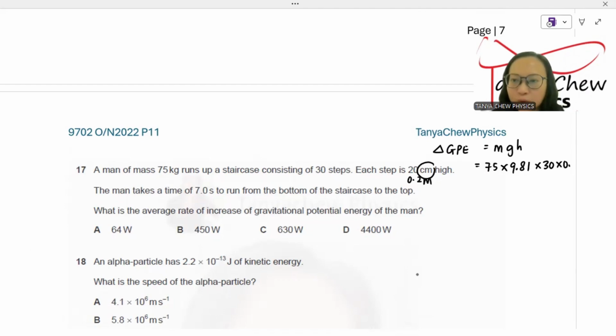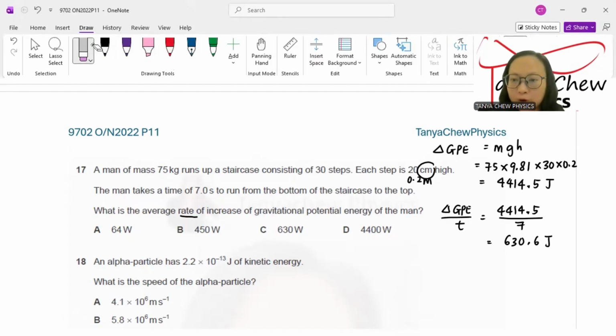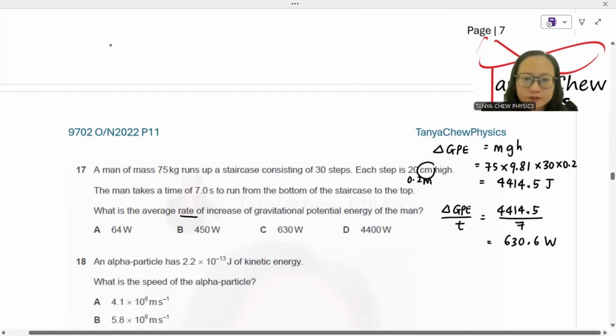So I multiply by 0.2 meter and I got 4414.5 joules. Now I need to find the rate. The rate means divided by time. So 4414.5 divided by 7 seconds gives you 630.6 watts. Energy divided by time is called power. So this is watt. So 630 is the answer.